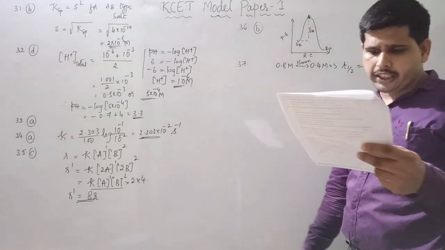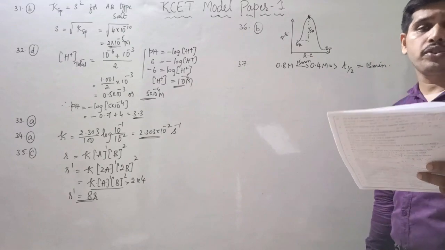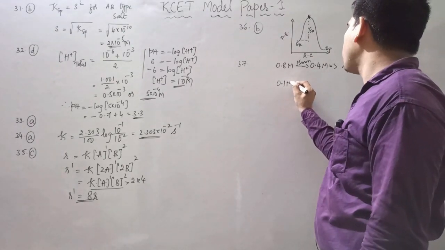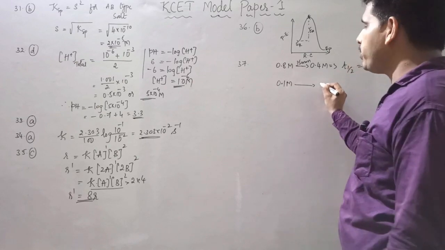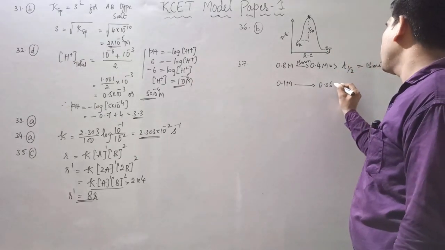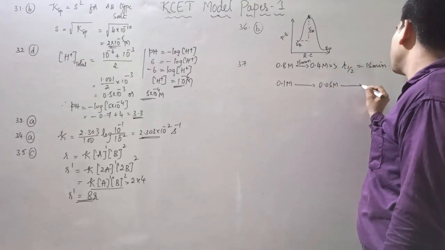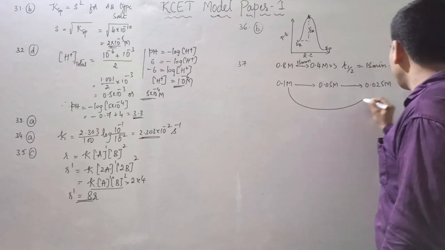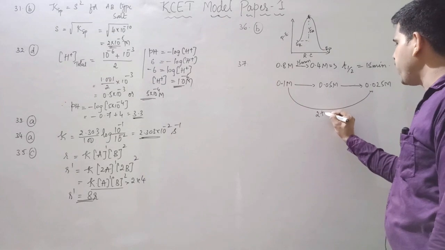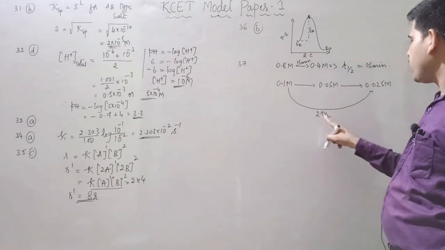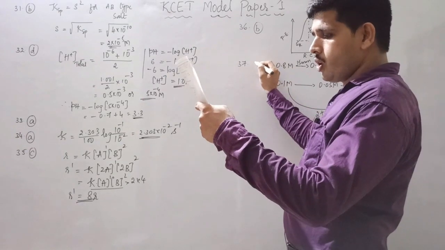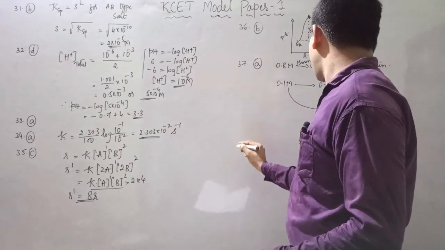Now what is the time needed for concentration to change from 0.1 to 0.025? Let us understand that 0.1 molar will be reduced to half of it, 0.05 molar. Then it will reduce again to half of it, 0.025. So the time they have asked is 2 times the T half, isn't it? 2 times 15 minutes is 30 minutes. So option A is the right choice.